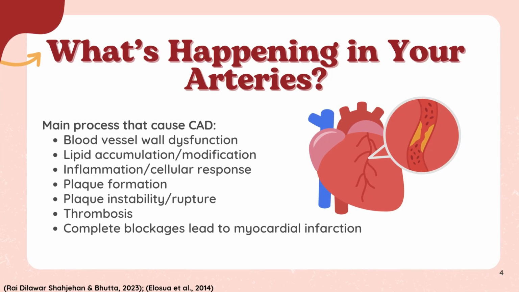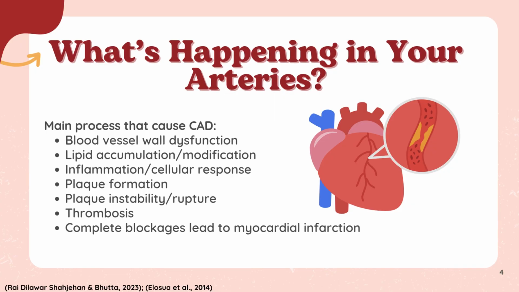Coronary artery disease starts when the walls of your blood vessels don't work properly. Fat and cholesterol begin to build up, causing inflammation and triggering your body's immune response. Over time, plaque forms in the arteries. If the plaque becomes unstable or breaks, a clot can form. This is called thrombosis.